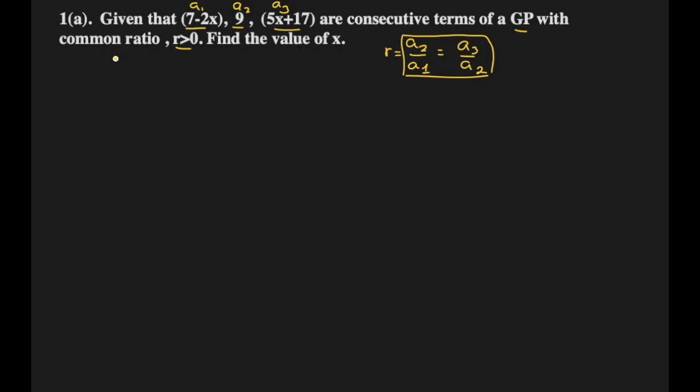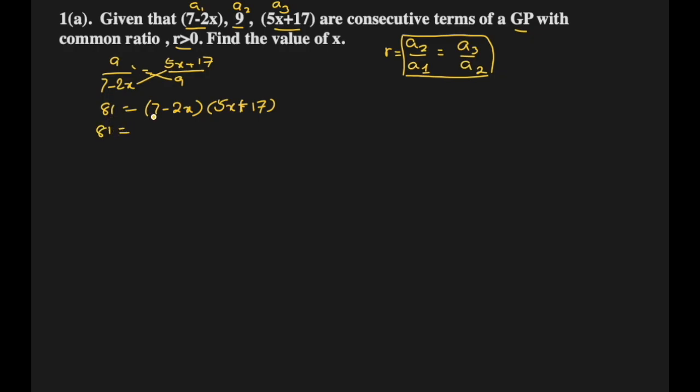So second term A2 is 9 divided by 7 minus 2x, the first term. Third term is 5x plus 17 divided by 9, again the second term, and cross multiply. 9 multiplies with 9, so 9 times 9 is 81 on the left side, and here we will get 7 minus 2x times 5x plus 17, and let's open, we'll get a quadratic equation out of this.